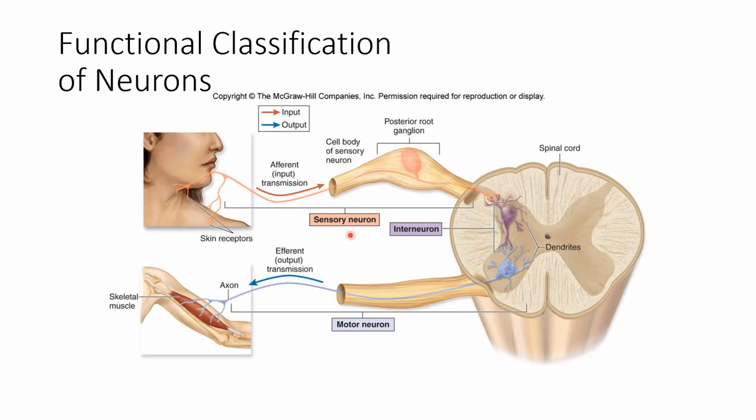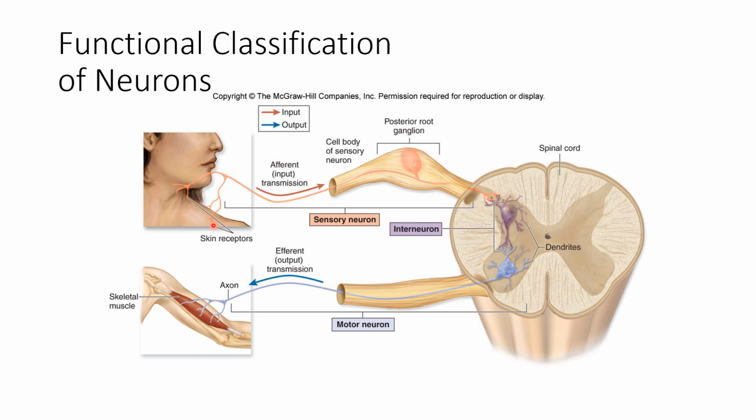Sensory neurons are the neurons that are going to pick up the message and send the message to your central nervous system. So basically to your brain and your spinal cord. Motor neurons are going to pick up the message from your central nervous system, and it's going to send it away from your central nervous system to your effectors.